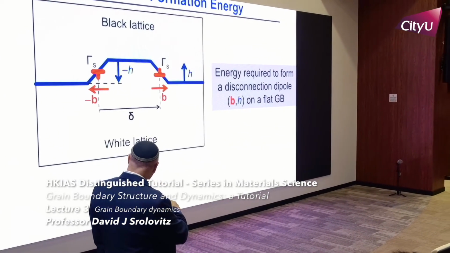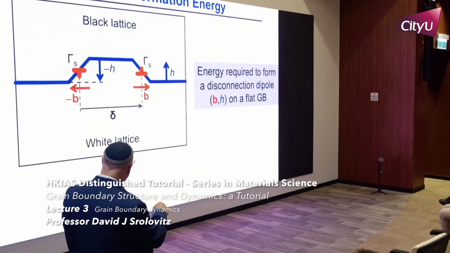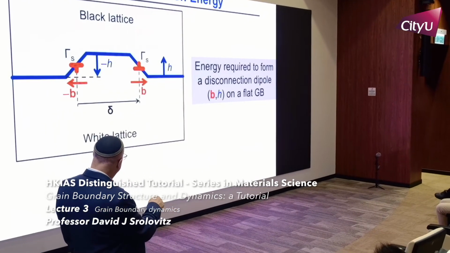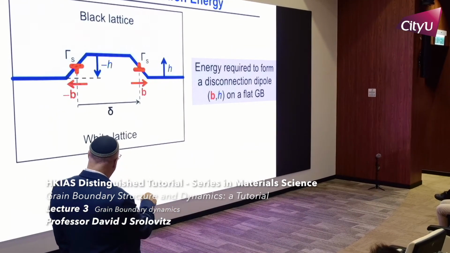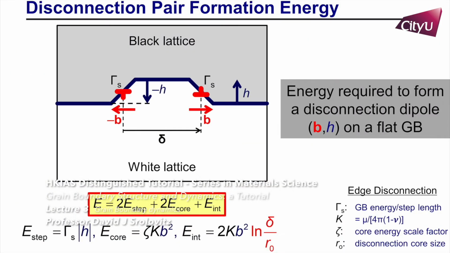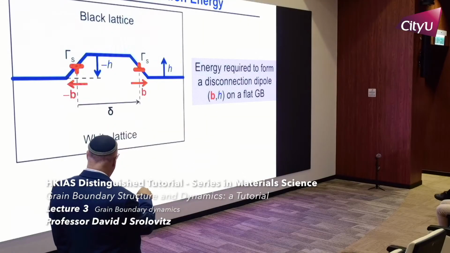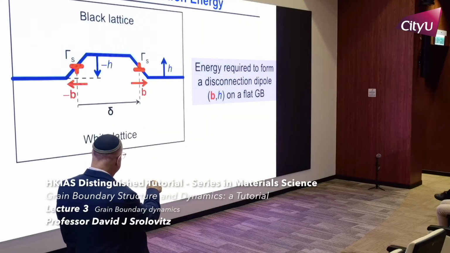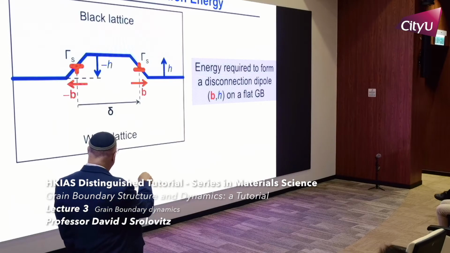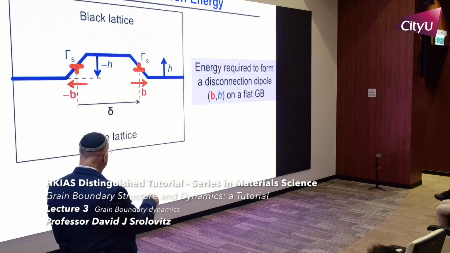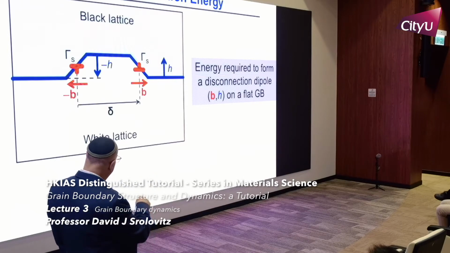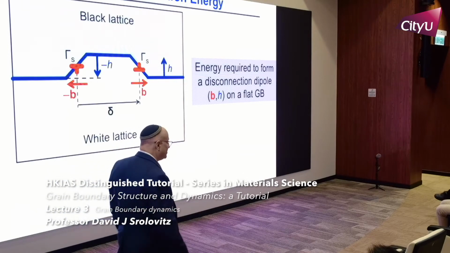Right? Okay, so we start with a flat grain boundary, and we introduce something that steps up here and steps down here. The Burgers vectors have opposite sense. The step has opposite sense, minus h, plus h. And these are separated by some distance delta.